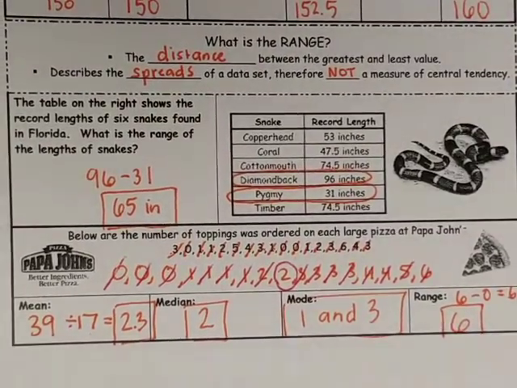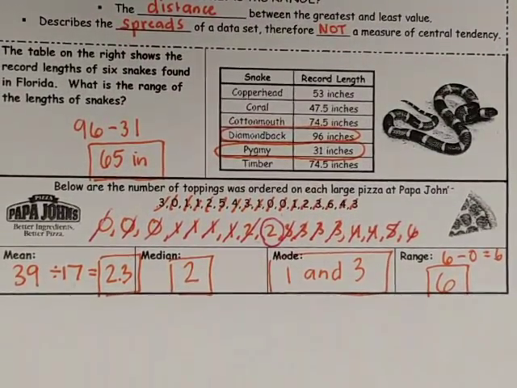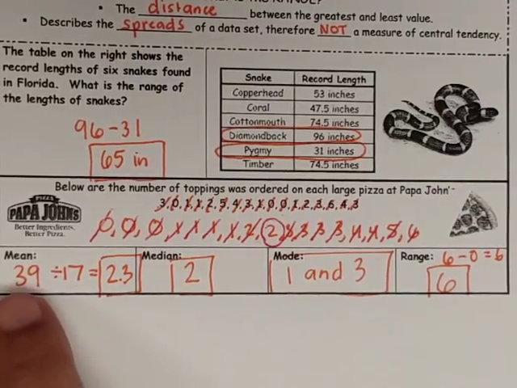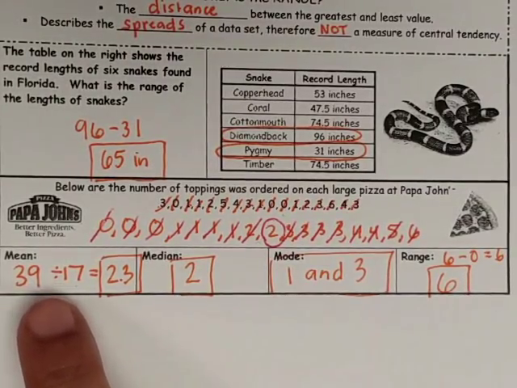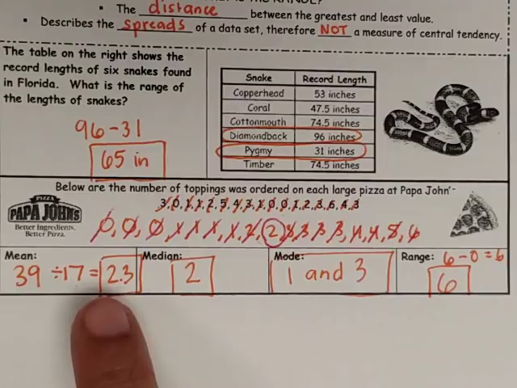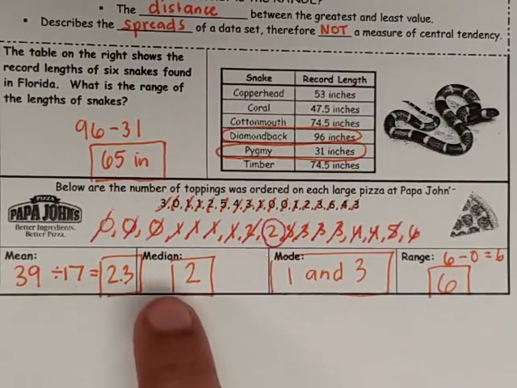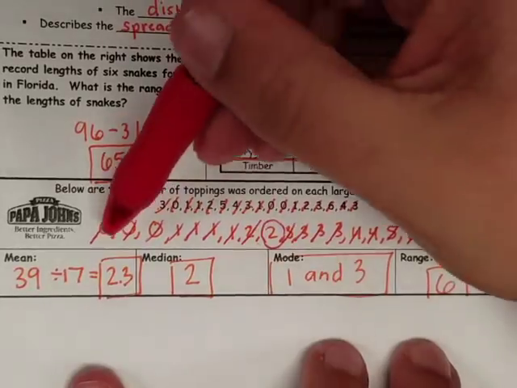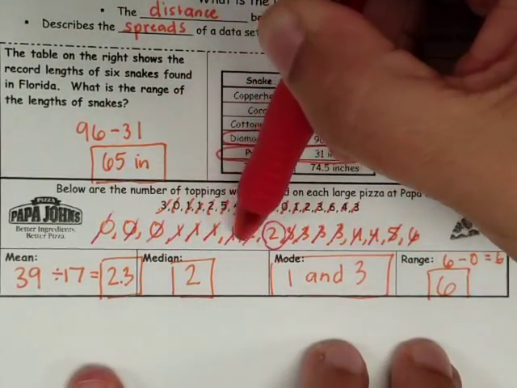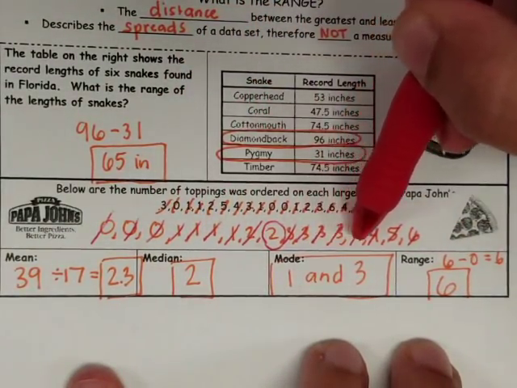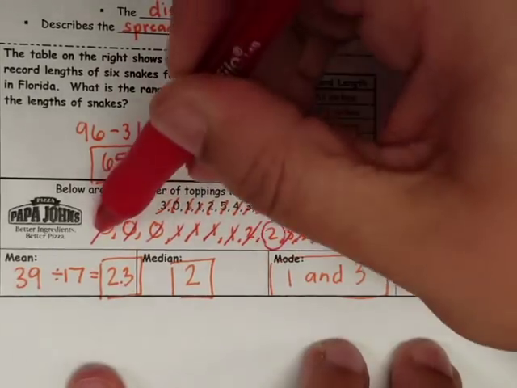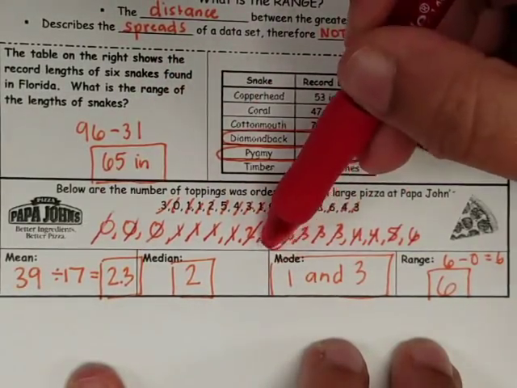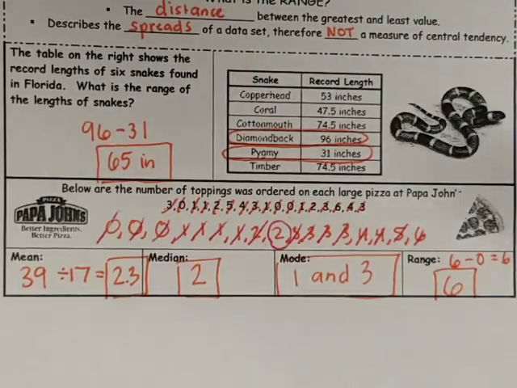All right, here are the answers for the left side. Your mean, your total was 39 divided by 17 total items, which gave you about 2.3, because it was like 2.29, so I rounded to the tenths place and got 2.3. My median was 2, it was exactly this number right here. And if you count 1, 2, 3, 4, 5, 6, 7, 8, and then 1, 2, 3, 4, 5, 6, 7, 8, there's exactly 8 data below and 8 data above with the 1 exactly in the middle. So that's how I got 2.